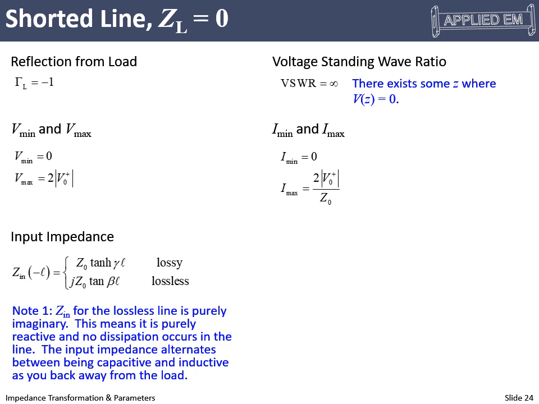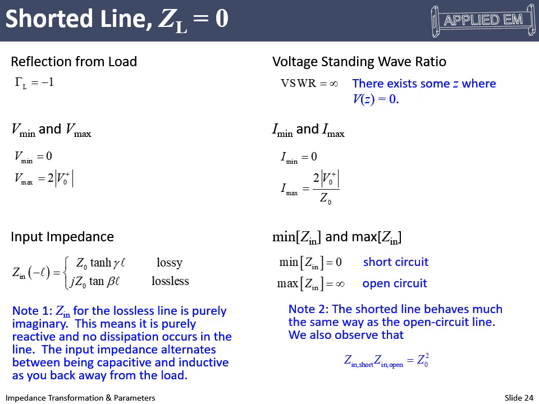So what this tells us, for the lossless line, the input impedance is purely imaginary. So it's purely reactive, no dissipation, no loss happens in the line. We'll also see that if we're driving a capacitor as the load, it alternates between inductor and capacitor as we're backing away from the load.